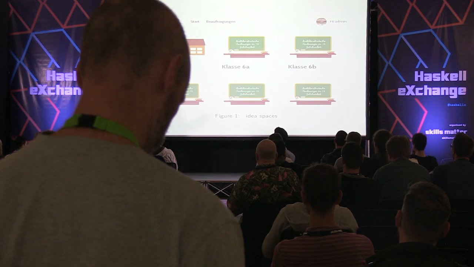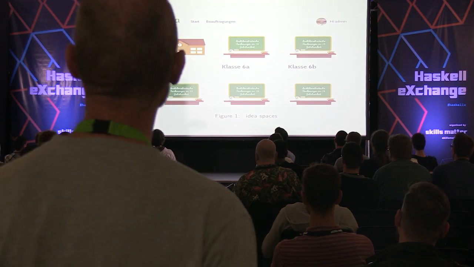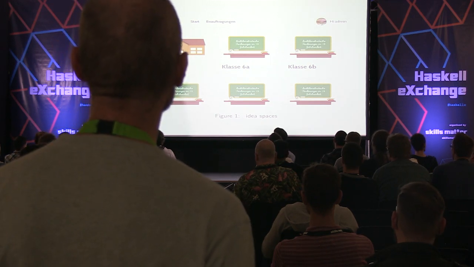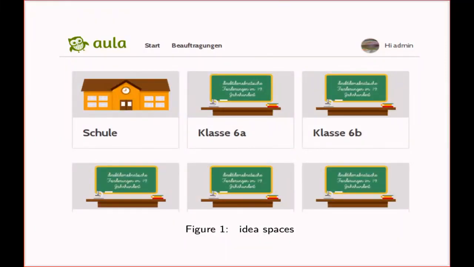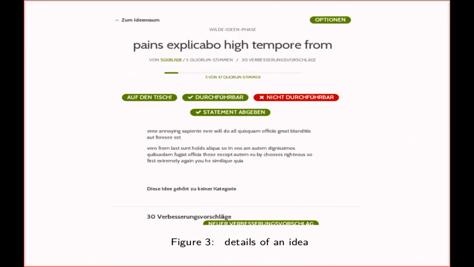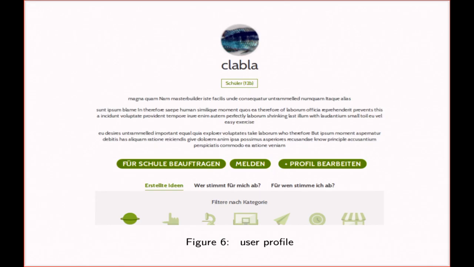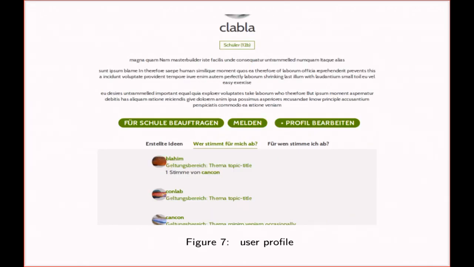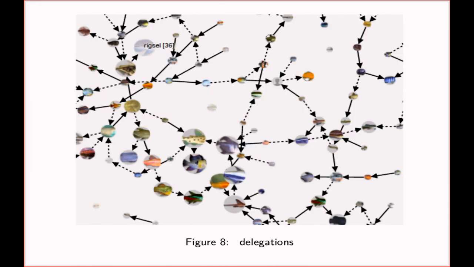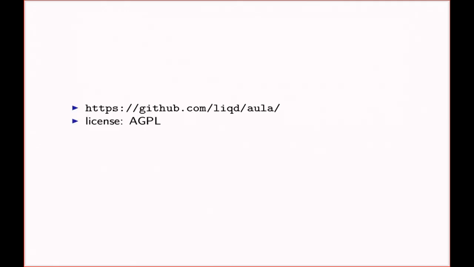It's a discussion forum with voting, and this is the landing page that we're going to see some code for. Just giving a list of chat rooms, essentially, that you can go in. And then there's ideas that you can discuss and vote on, and there are user profiles, and you can delegate your votes and view the delegation network. But I mostly want to talk about the code in these few remaining minutes.